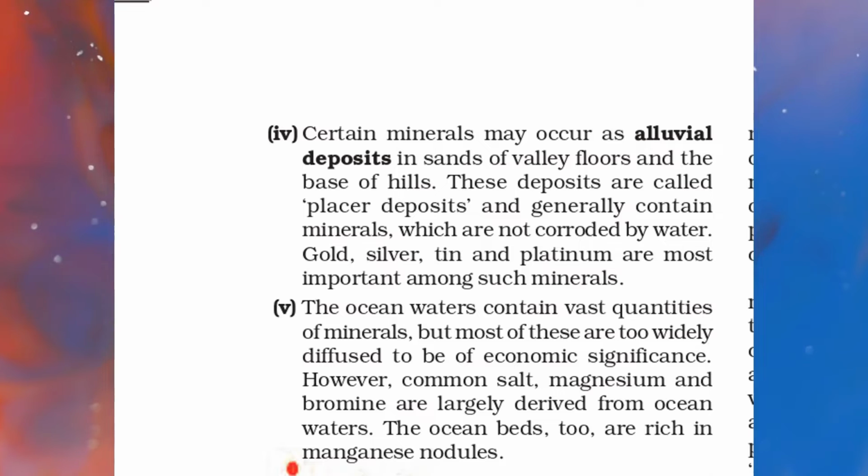V. The ocean waters contain vast quantities of minerals, but most of these are too widely diffused to be of economic significance. However, common salt, magnesium and bromine are largely derived from ocean waters. The ocean beds, too, are rich in manganese nodules.